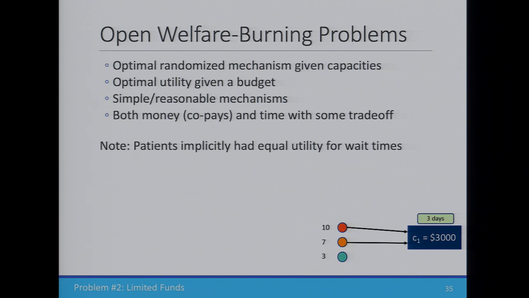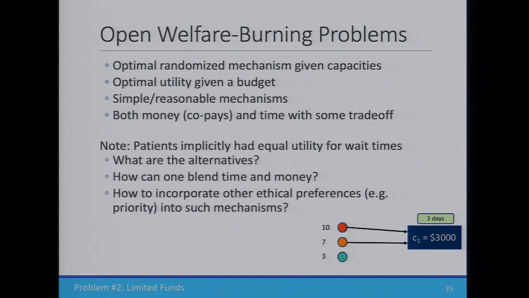I also want to note that in this model, patients implicitly had equal utility for wait times. So every patient felt the same about time, and it affected them the same. So what are the alternatives to this? Is there some trade-off between time and money, because we're just assuming that your value is sort of, what is your value? Is it money? Is it time? And how do we incorporate ethical preferences? So maybe some people should get priority based on their age or something. How do we incorporate these preferences into such mechanisms, as opposed to treating everybody equally?